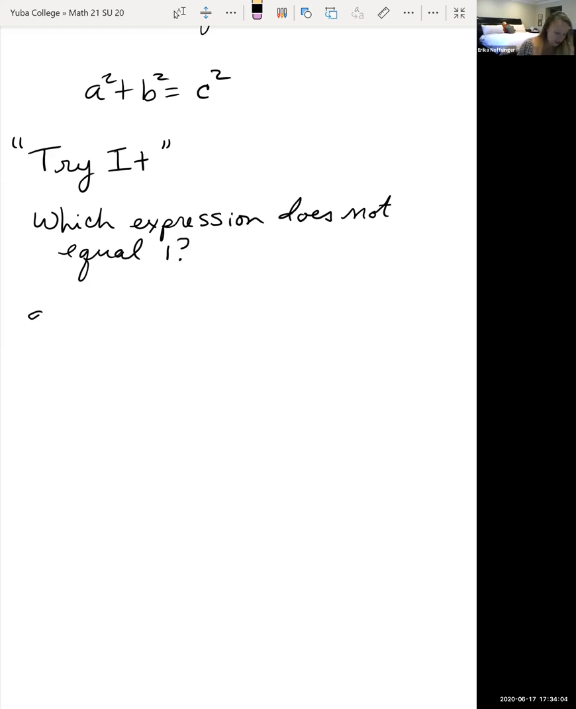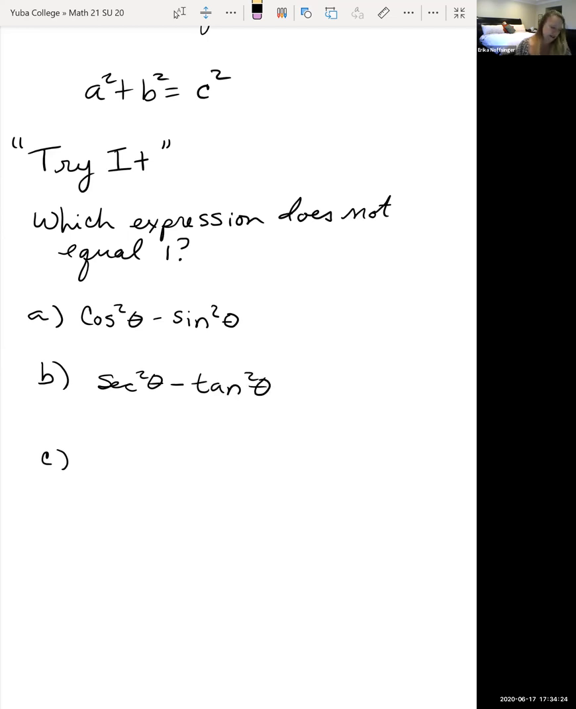Okay, so there's 4 expressions. A, we have cosine squared theta minus sine squared theta. B, we have secant squared theta minus tangent squared theta. C, we have cosecant squared theta minus cotangent squared theta. And D, we have sine squared theta plus cosine squared theta.